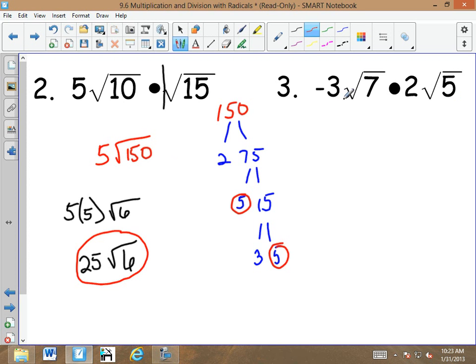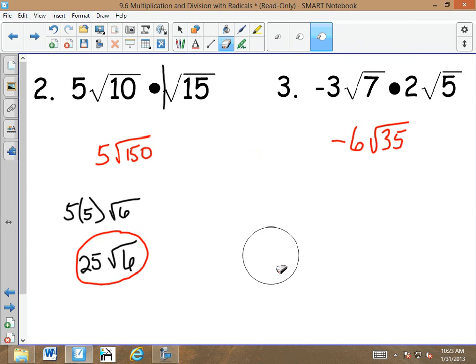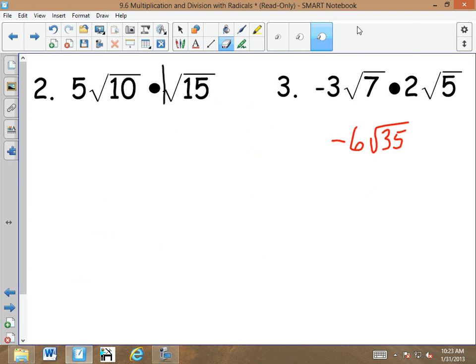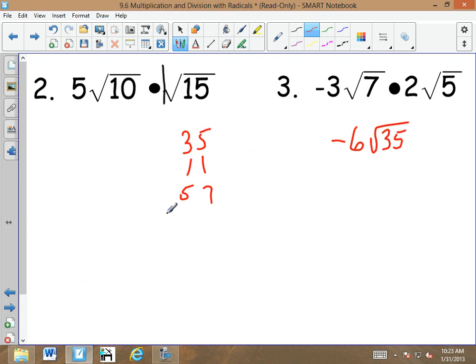Okay, number 3. What's negative 3 times 2? Negative 6. What is 7 times 5? Now, 35. Let's break 35 down. 35. That's going to be 5 and 7, right? That's it. 5 and 7 are both prime. Is there any pairs? So the square root of 35 is the square root of 35. Now, I'll check that in my calculator, but it'll tell me this right here. I'm done.